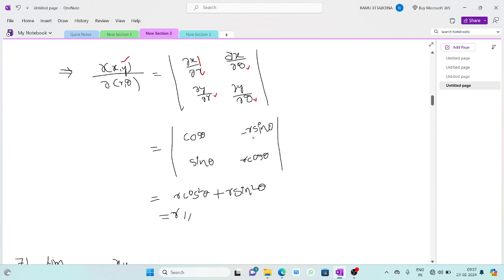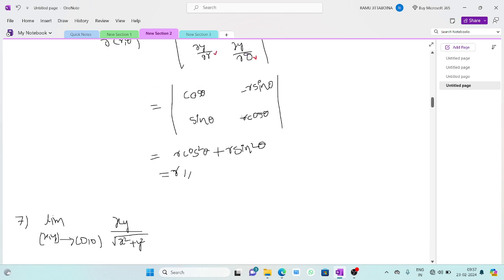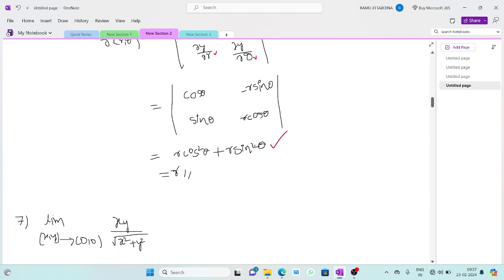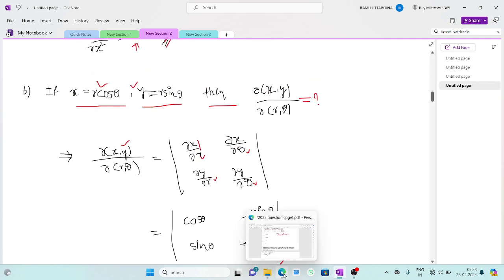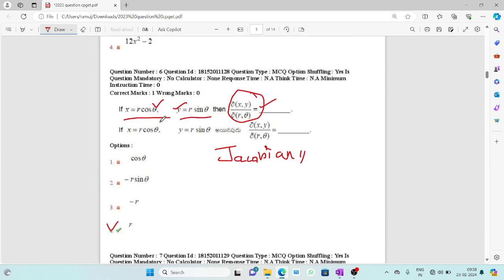So if you differentiate that way using these function values, we get cos theta, minus r sin theta, and sin theta, r cos theta. Then we will find the determinant here. So we will get r cos square theta plus r sin square theta. What I did, I just took r common, and I get cos square theta plus sin square theta as 1. So I will get r as the answer for this question. So r is the correct option for this sixth question.